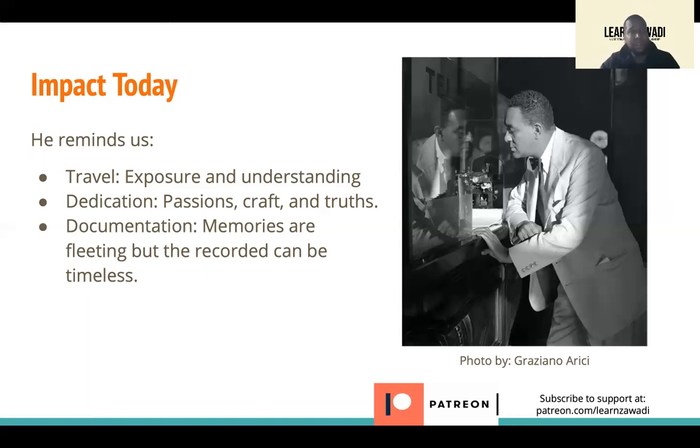The third thing is documentation. And I put, memories are fleeting, but the recorded can be timeless. And that's nothing short of the truth, because we're human, we're not bionic, we're not machines. A machine like a computer or a tablet or even like a piece of paper, you look at that as machine and technology, right? Back in the day, pencils and pens.